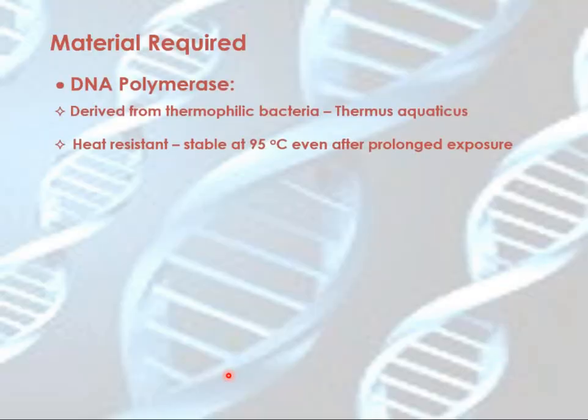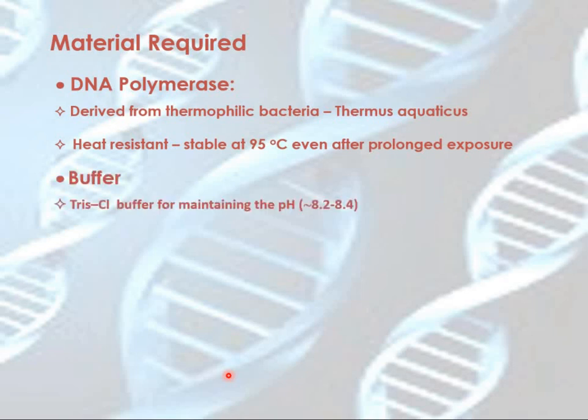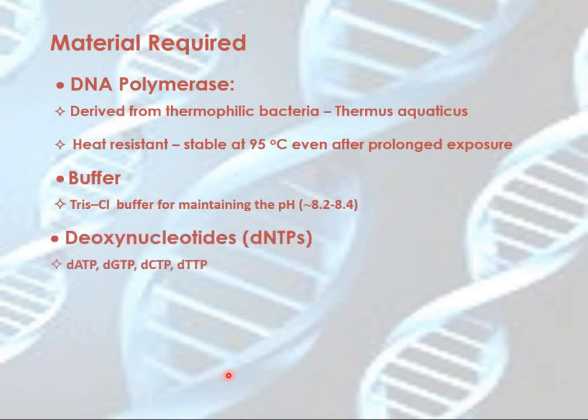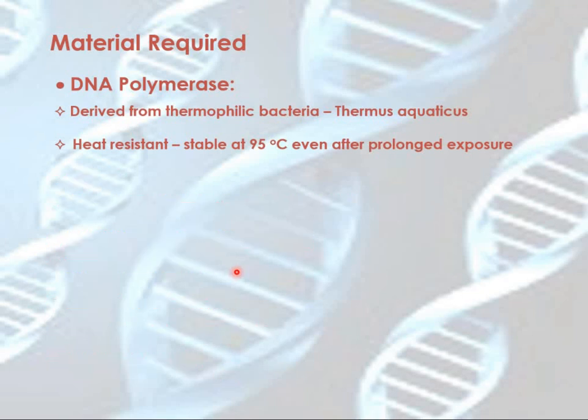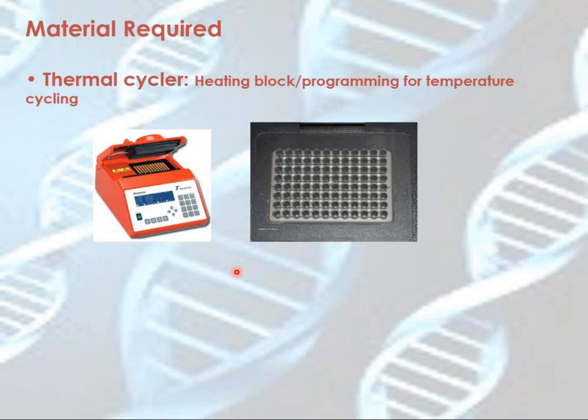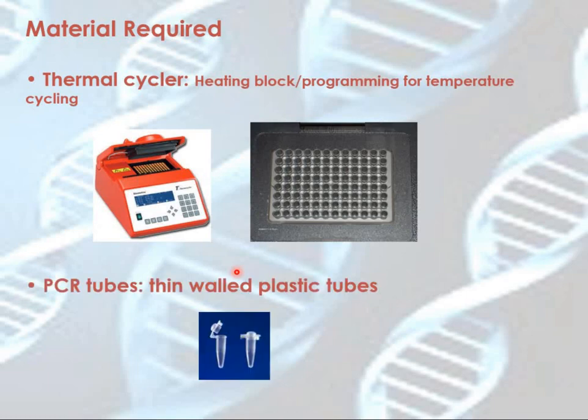And और क्या चाहिए होता है इसके लिए? We need DNA polymerase, as I've already told you. We take it from Thermus aquaticus. That's a thermophilic bacillus. It is heat resistant even after prolonged exposure at 95 degrees Celsius. We need a buffer. Usually the pH is around 8.2 to 8.5. Then we need dNTPs. They are the building blocks, and the divalent cations, that are required for the activity, like say magnesium and manganese, that are required for the activity of the Taq polymerase. So सब कुछ लेके ये सारे materials that are there, we take it and we put it in these thin walled tubes, and then we put this thing in this thermal cycler and we carry out the reaction.